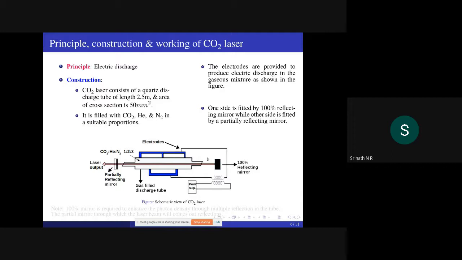These mirrors will enhance photon density through multiple reflections in the active media. Once the threshold photon density is reached, the laser beam comes out through the partially silvered mirror.